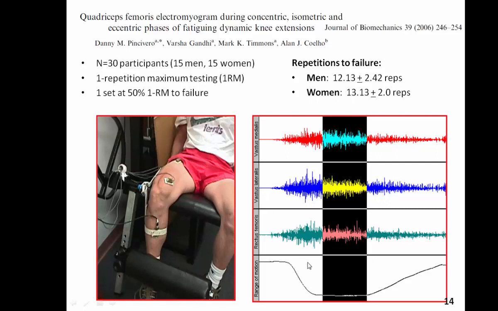But I want to focus on this example tracing of what was sampled during this experiment. So on the bottom tracing, this is, as indicated, a tracing reflecting the voltage output of this electrogoniometer, which provides us with an indication of where the leg is during the movement. So what we see here, the person is sitting in a resting state. They're instructed to lift the weight. As they lift the weight, their leg goes through knee extension.